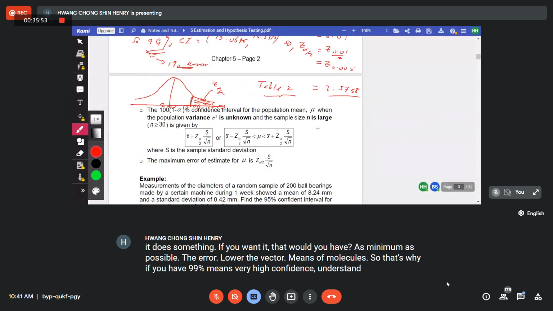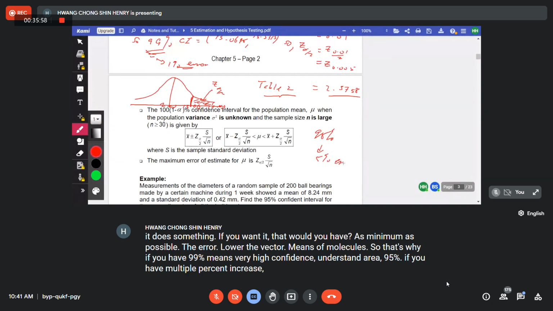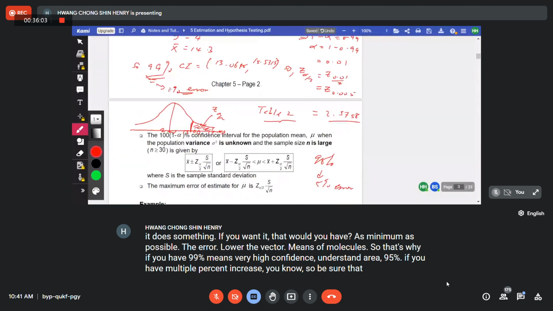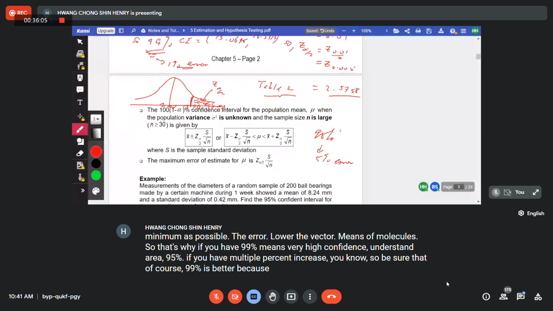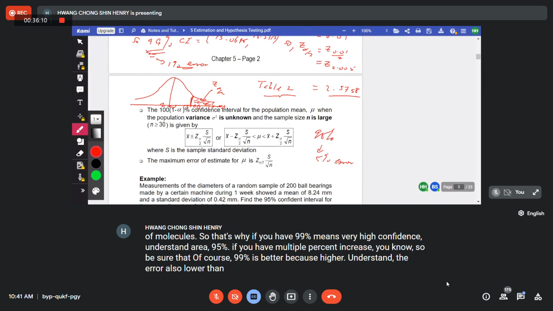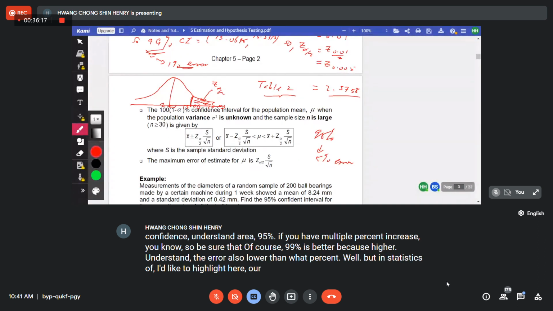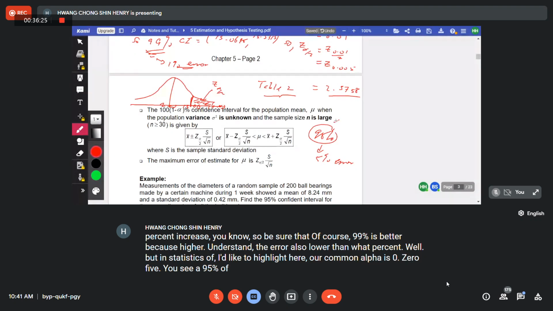Let's say you have 95%. If you have 95% means you have 5% error, 5% not sure now. So which one is better? Of course 99% is better because higher than 95%. The error also lower than 5%. Fair enough. But in statistics, I would like to highlight here, our common alpha is 0.05. You see, 95% means the alpha is what? What's alpha? 0.05, right?